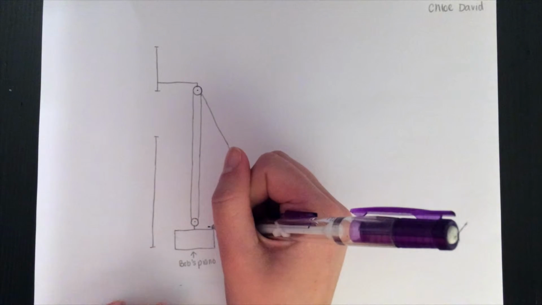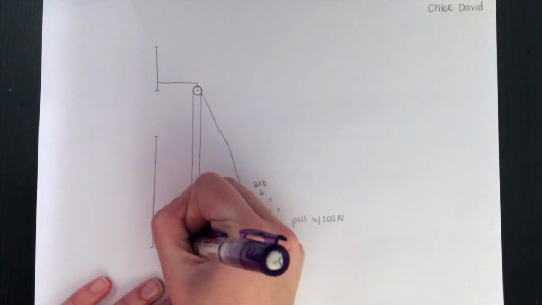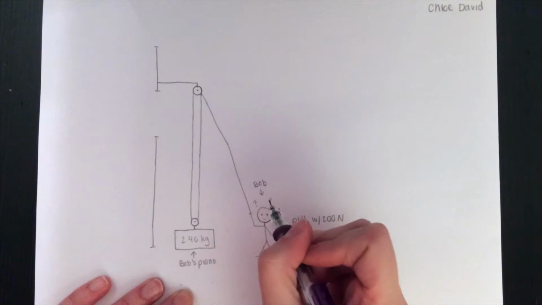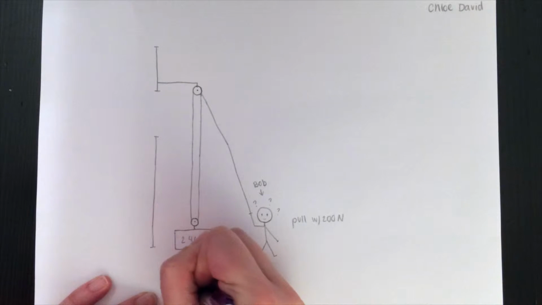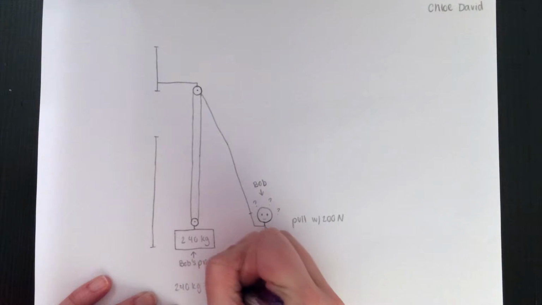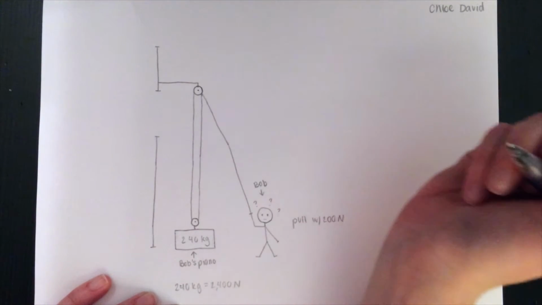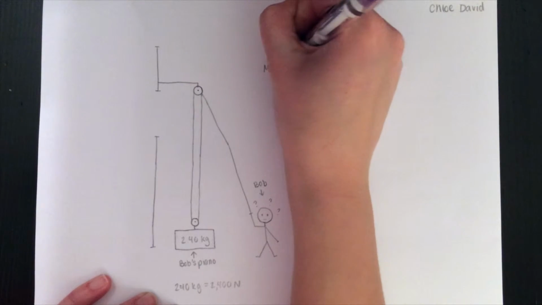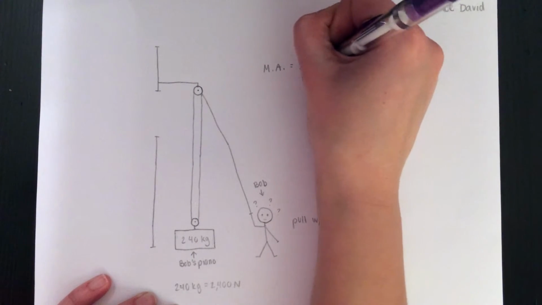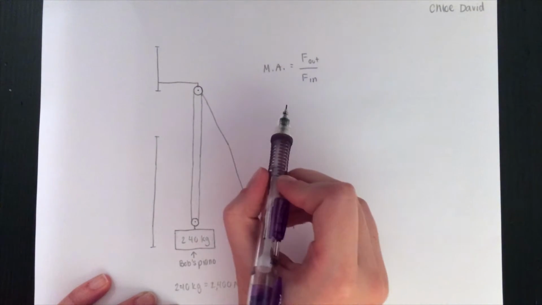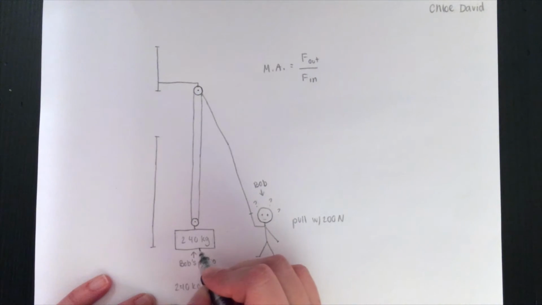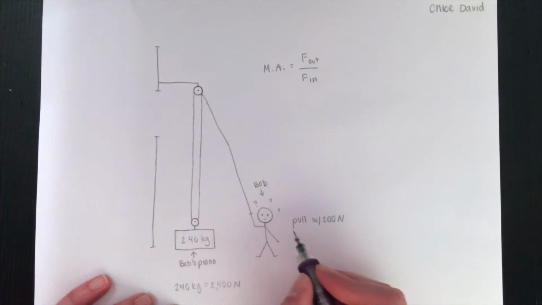And he also knows that his piano is 240 kilograms. Now, because Bob is a physics student, he knows that 240 kilograms equals 2,400 newtons. Bob knows that he can use the equation mechanical advantage equals force out over force in. Now, he knows to use this equation and not the one with distance because all that he knows right now is how much the piano weighs and how much force he can pull with.